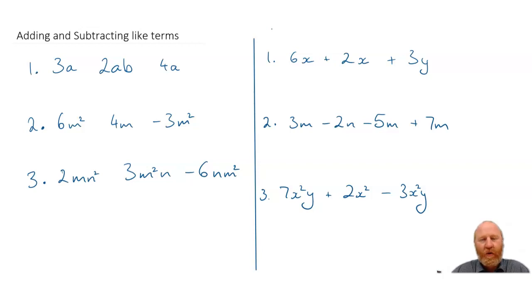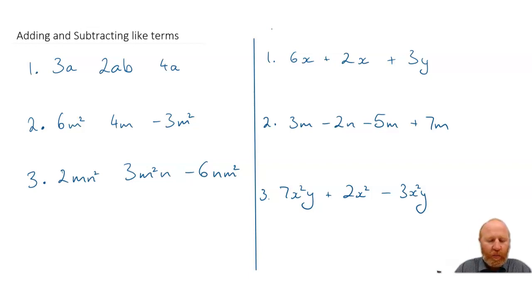This is a short video on adding and subtracting like terms. Before we start doing the adding and subtracting though, we should stop and have a look at what like terms actually are. Now in the questions here, if we look at number 1 on the left hand side, we've got 3a, 2ab and 4a. Those coefficients, the numbers 3, 2 and 4, don't matter.